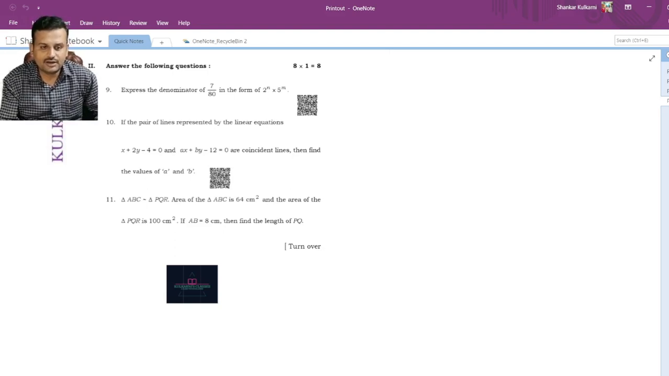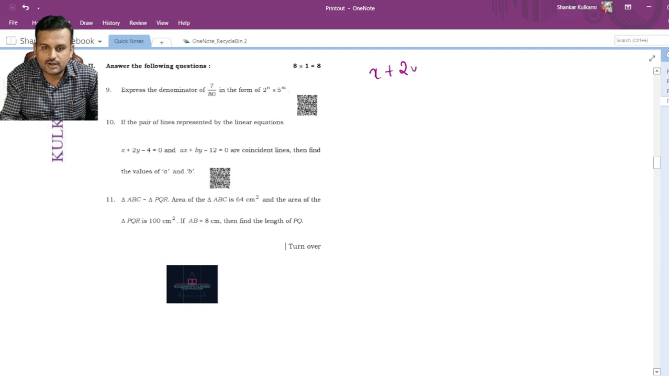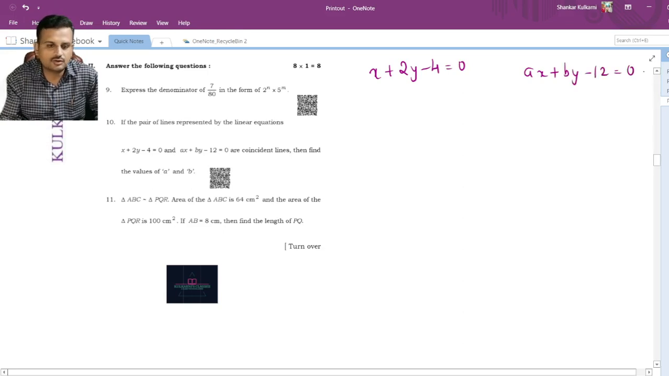If the pair of lines represented by the linear equations, so two equations are given here. The equations are x plus 2y minus 4 equal to 0. Another equation is ax plus by minus 12 equal to 0. These are the two equations. It is given that the two lines are coincident lines.